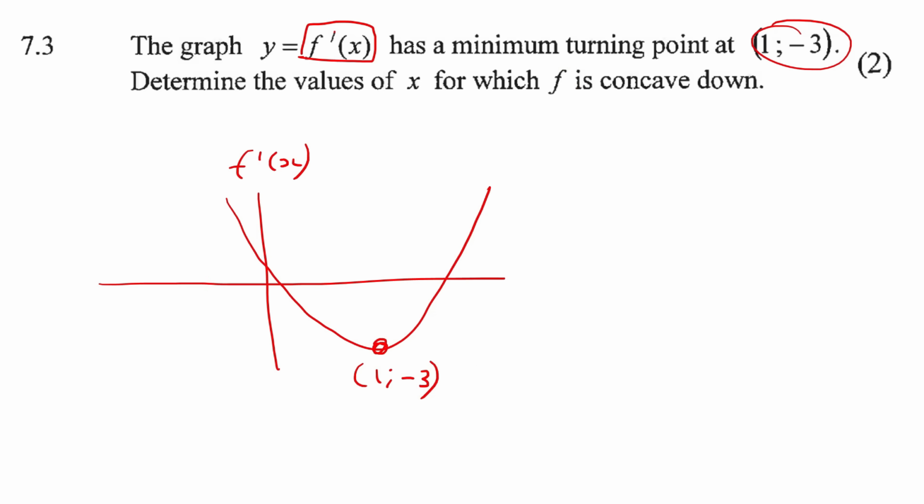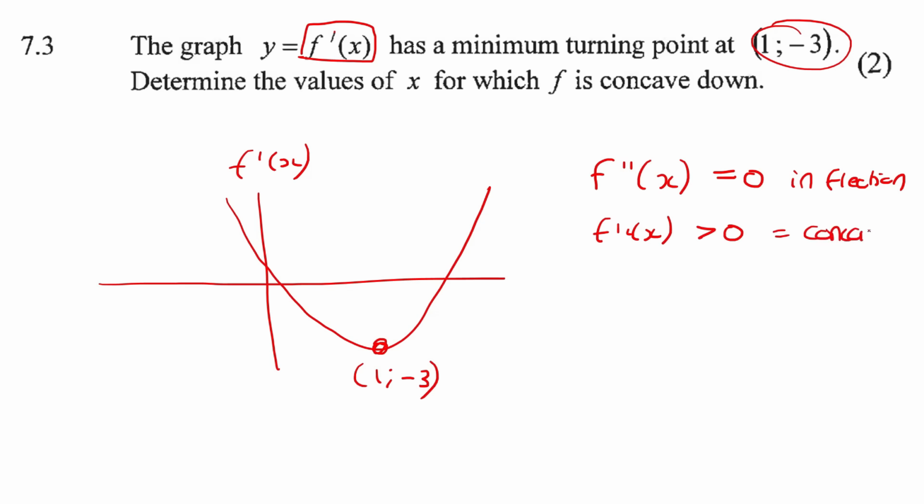Check this out. Concave is all about the second derivative. When the second derivative is equal to 0, we call that the inflection point. When the second derivative is greater than 0, we call that concave up, because bigger than 0 means positive. Positive people are happy, and concave up the graph looks like this, it's smiling, okay?